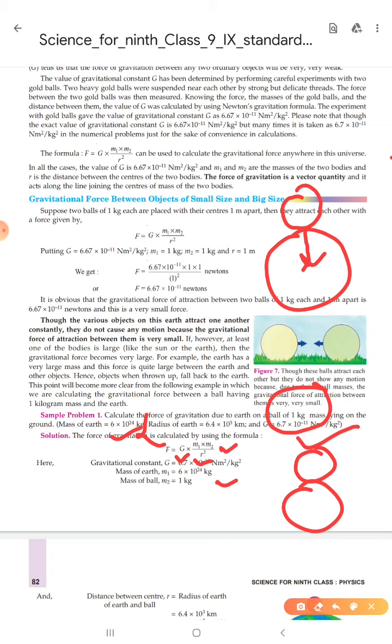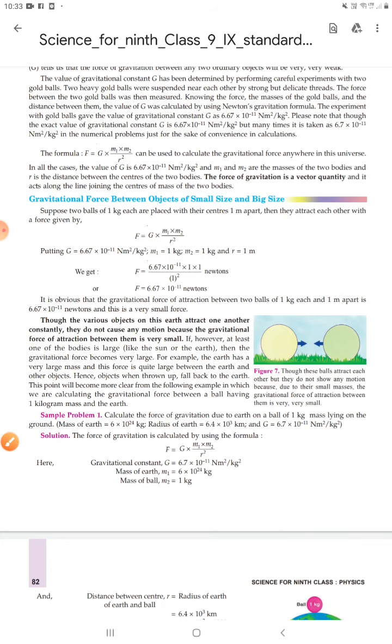Okay, these things are given. So we have all the values we can put here, but we should remember one thing: all units should be SI units. Now let me check, are all units in SI units or not? As we know, this is in SI unit, Newton meter square per kg square.